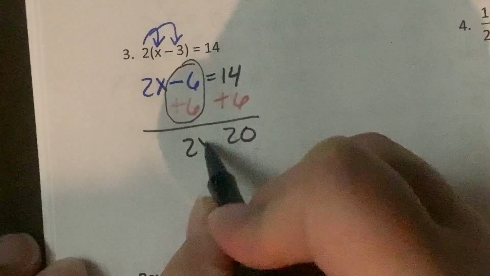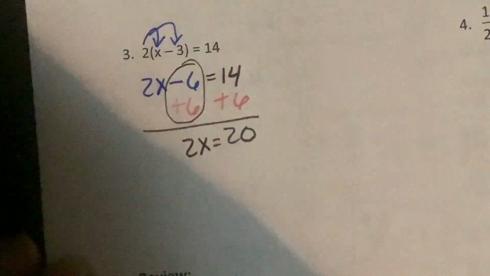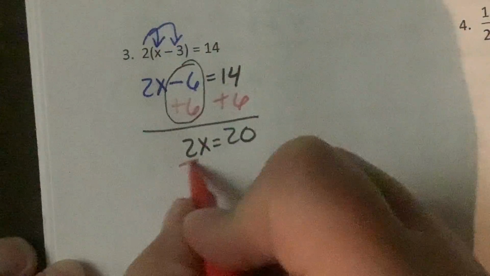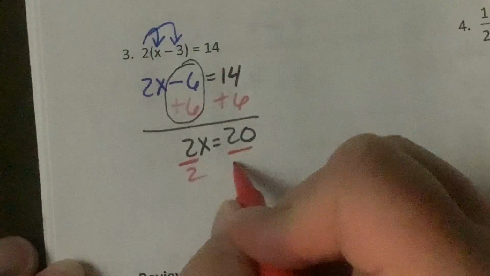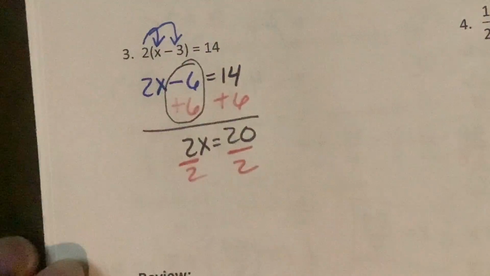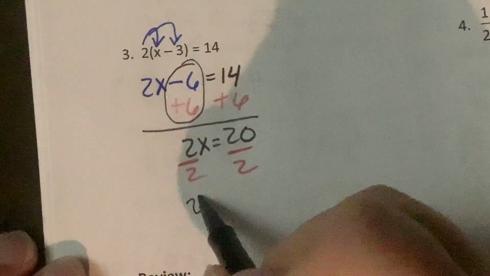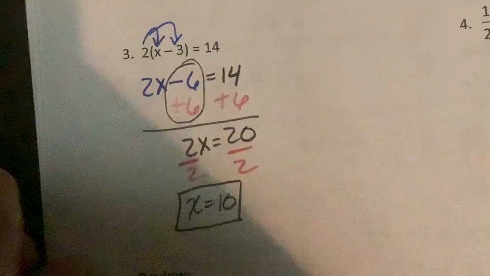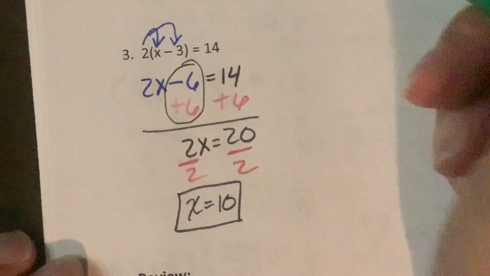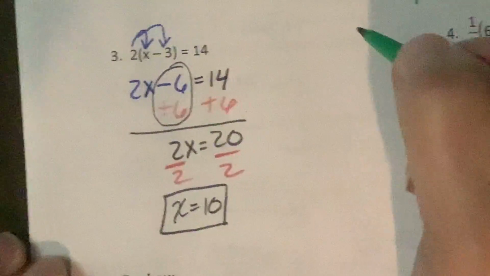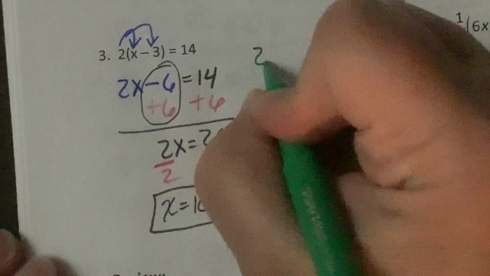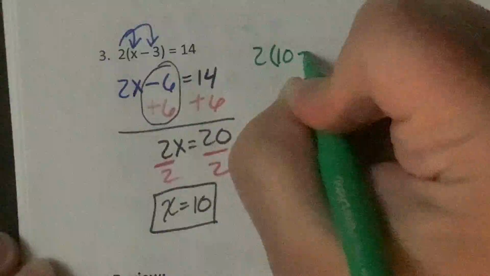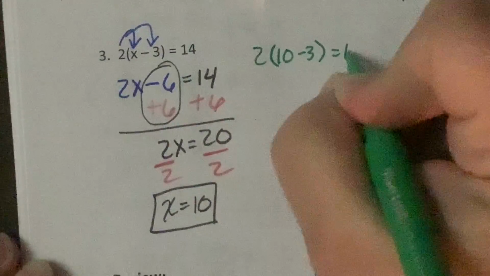Bring down the 2x equals 20. Divide by 2. Divide by 2. x equals 10. And I go back and I am going to do that just by hand because apparently my phone is not a happy camper. 2 times 10 minus 3 equals 14.